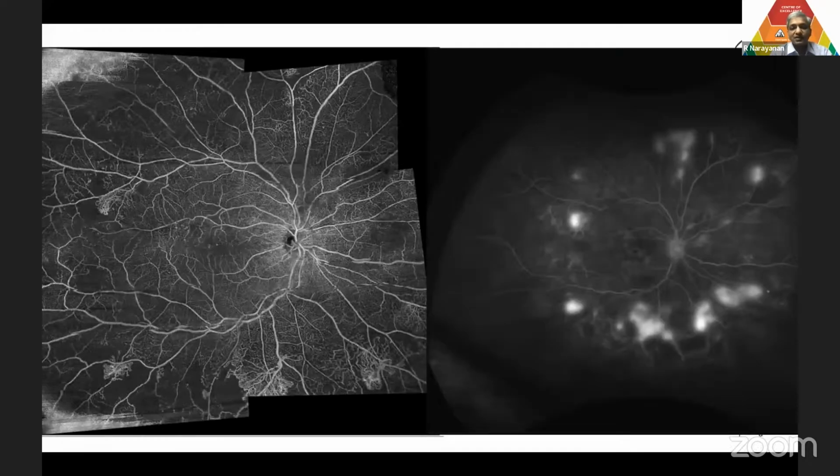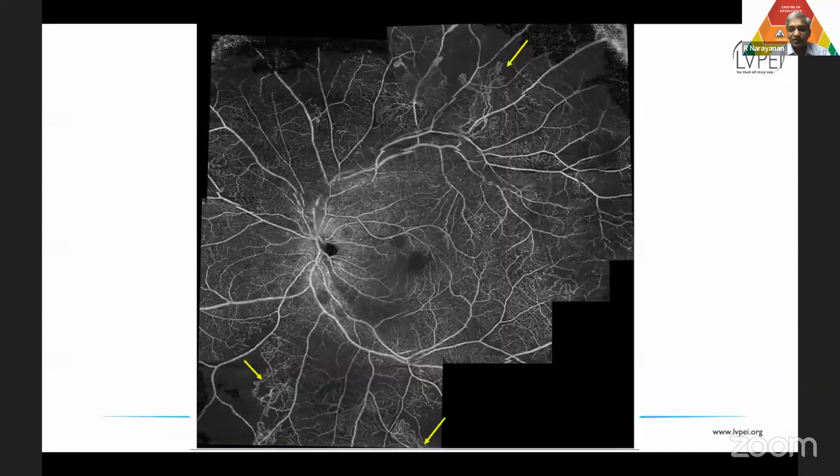This is the comparison of OCT angiography on the left side and fluorescein angiography on the right side of the same patient, same eye. And you can see the NVEs which were there in OCTA on the left-hand side photograph. They are all leaking on the right-hand side. In OCTA, since there is no dye, you won't see any leakage, but you can see the neovascularization very nicely even on OCTA.